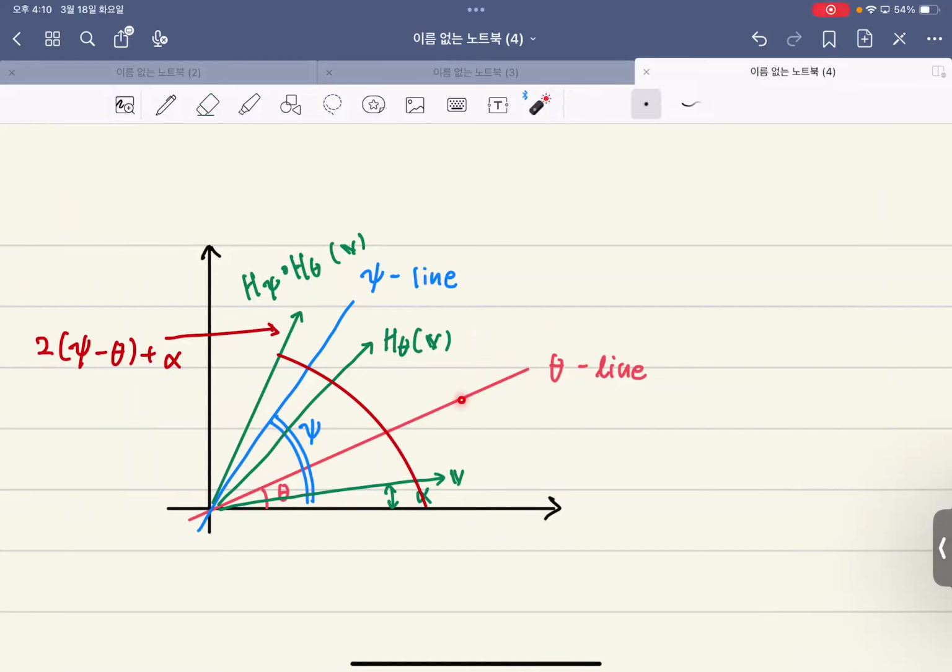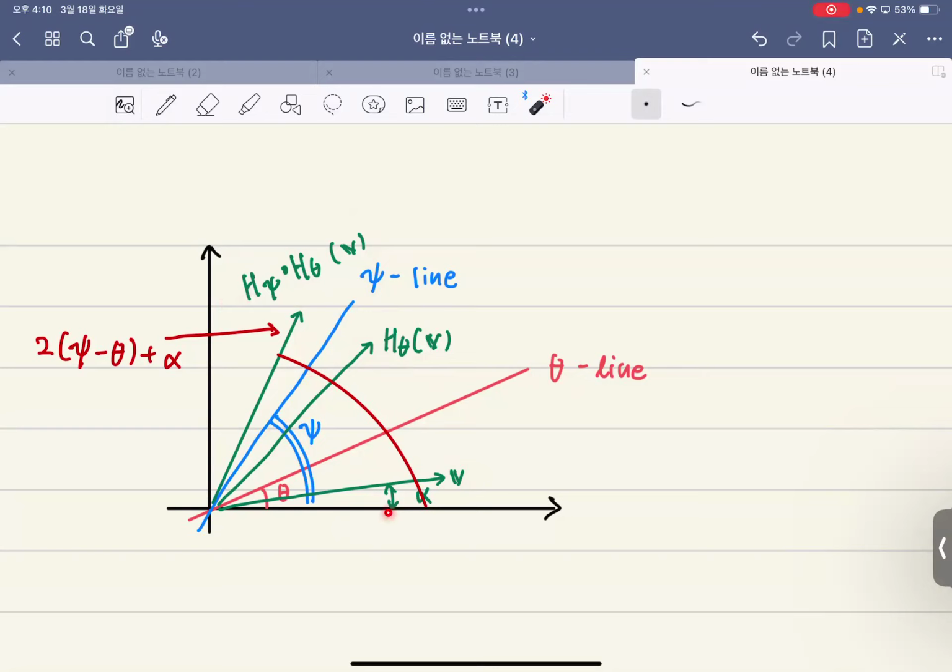So let me say this red line is the theta line. Therefore, this angle is theta, and this blue line is the psi line. Therefore the angle measured from here to there has to be psi. Now I want to reflect this vector by the theta line first. Then this is H theta V. And I also want to reflect this by the psi line. Therefore, I get this, okay?